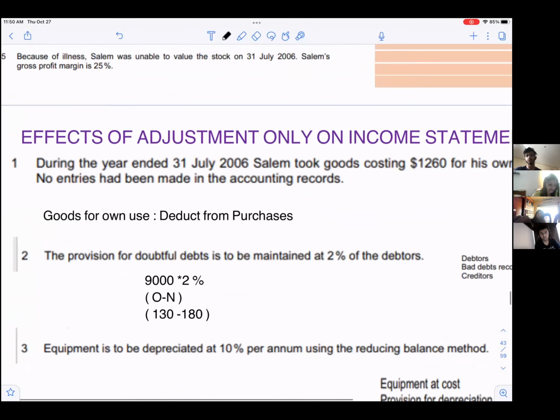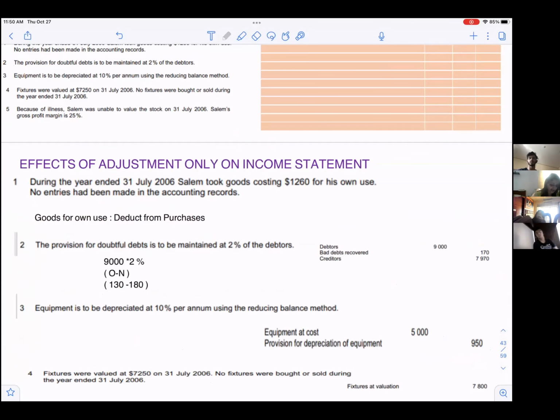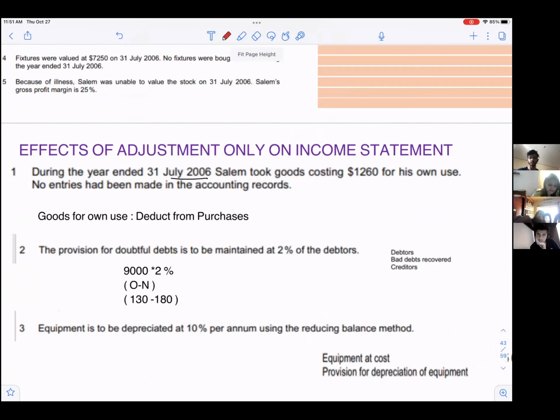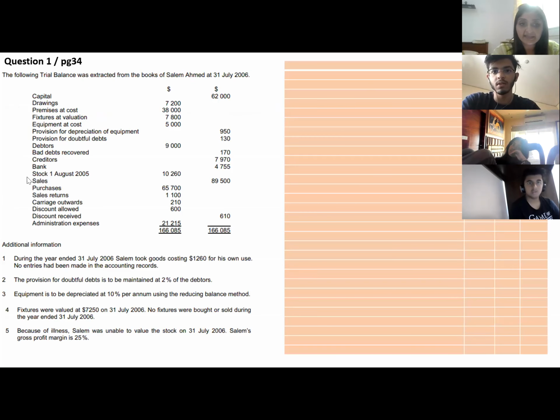The first adjustment says during the year ended 31st July 2006, Salem took goods costing 1260 for his own use. Can you tell me what this is? Goods for own use, minus purchase. I want the effect of this only on the income statement. So what is the effect for goods for own use in the income statement? The cost of sales.